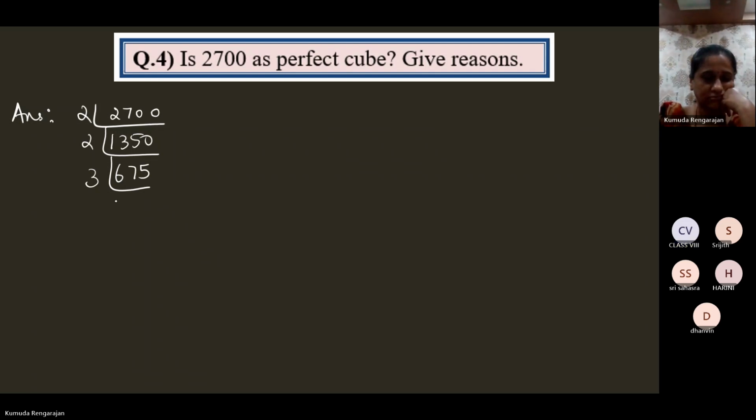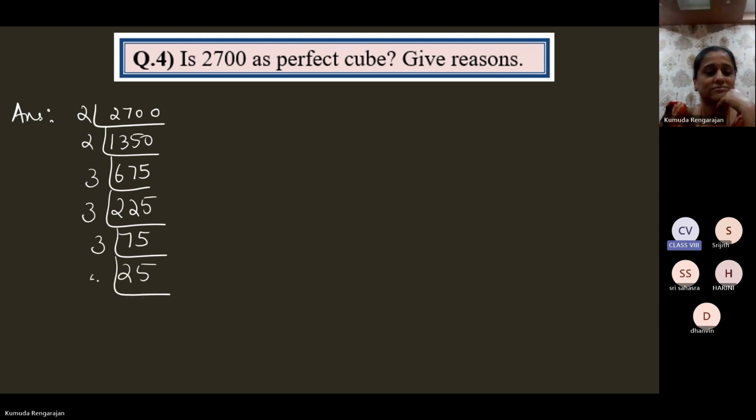675. 6, 3, 2, 6. And 225. In the hurry, ma'am. Sorry. 225. 9. 3 table. Ma'am, 75. Ma'am, 25. 3 table. And then 5 table. 5. And then again 5 table. That's it, ma'am. That's all. 3.